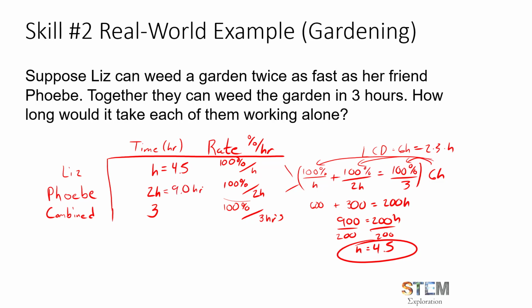So it would take Phoebe 9 hours to do the gardening by herself, and it would take Liz 4.5 hours. And if we plug this directly in for h, we can go 100 divided by 4.5 and find that Liz can get 22.2% repeating completed per hour, and Phoebe would get 11.1 repeating percentage complete.